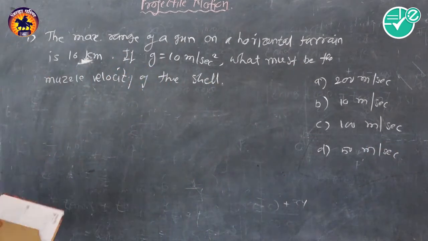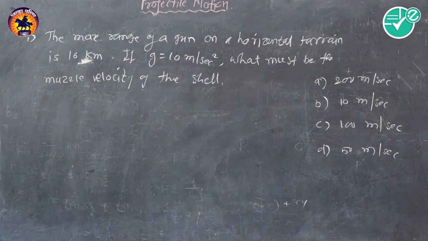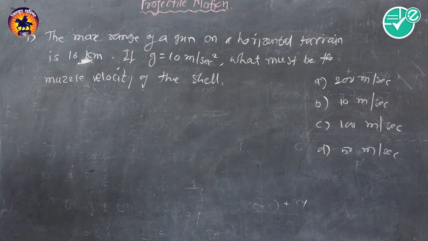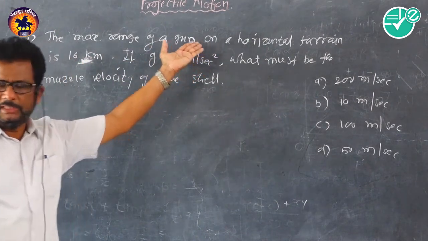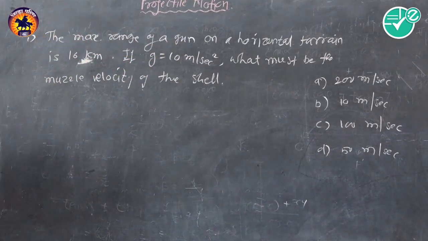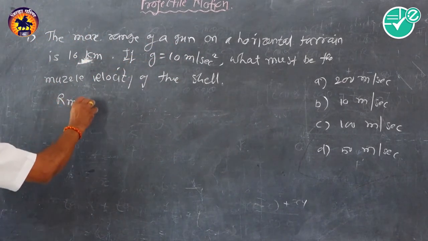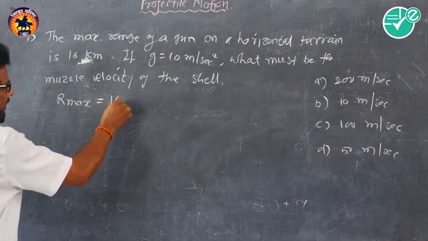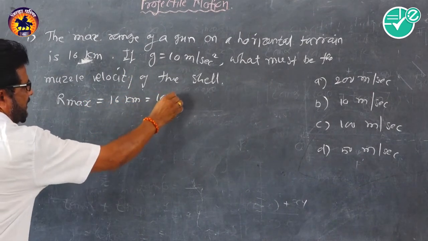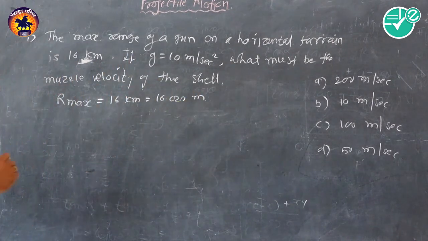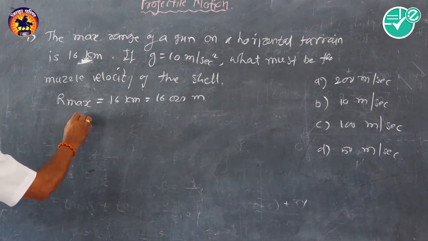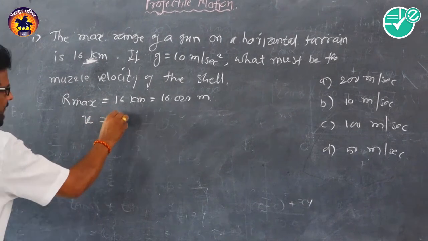We have to find the muzzle velocity or the initial velocity of this projectile. Here the maximum range of the gun is this. So this is the maximum range R max, that is 16 kilometer. That means 16,000 meter. g is 10, and we have to find the muzzle velocity, that is the initial velocity of the projection, u.